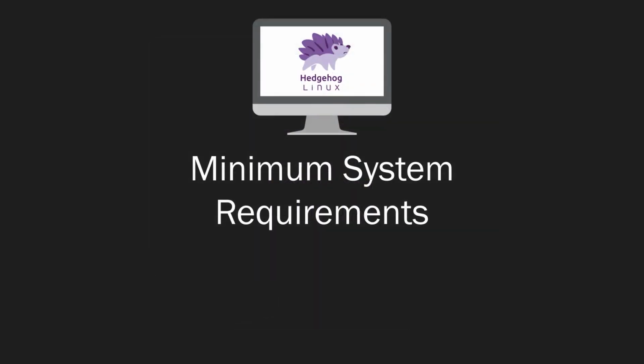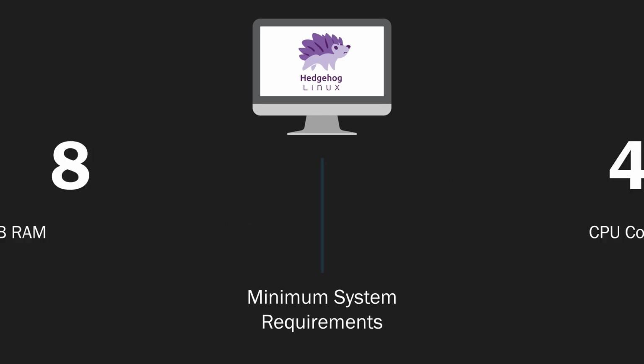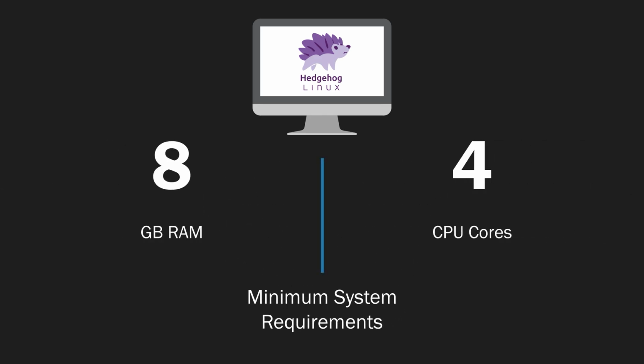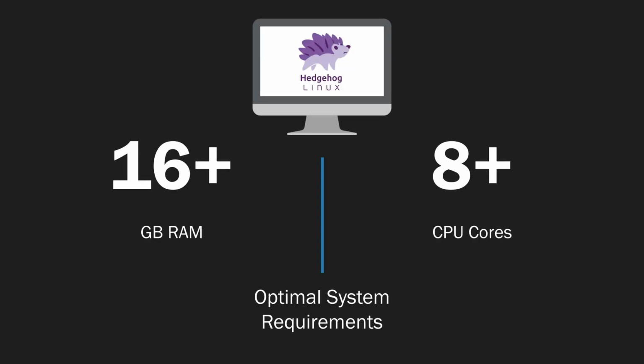Before we start, a quick note on minimum system requirements. If you try to install Hedgehog Linux without adequate resources, it will run poorly or crash the machine. Hedgehog Linux's minimum system requirements are 8 GB of RAM and 4 CPU cores. However, for an optimal experience, it is recommended to install Hedgehog Linux on a system with 16 GB or more of RAM and 8 or more CPU cores.